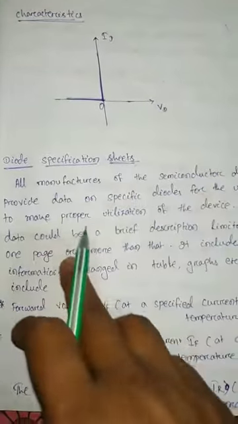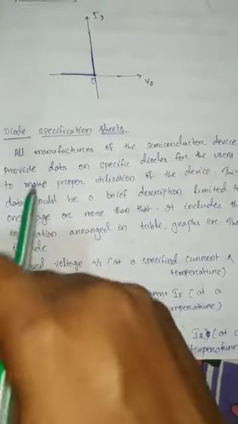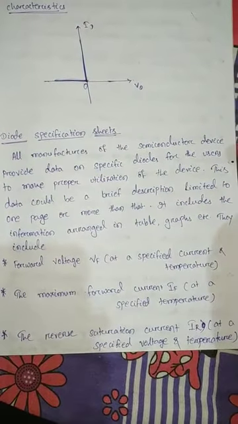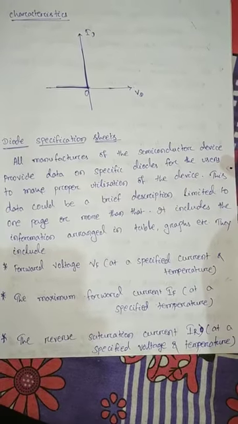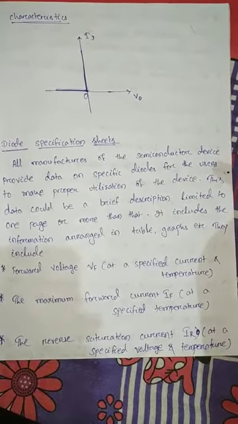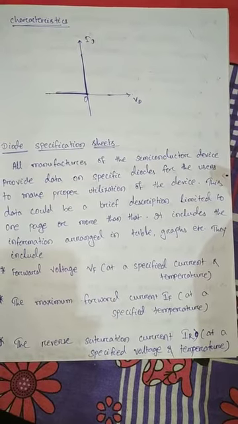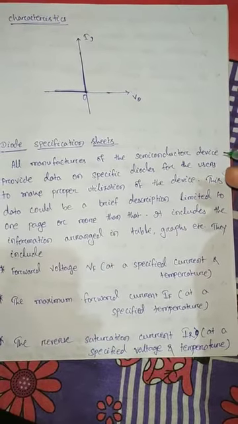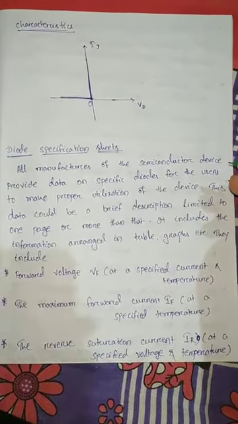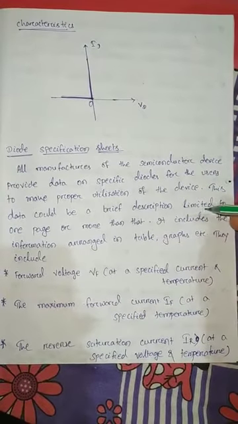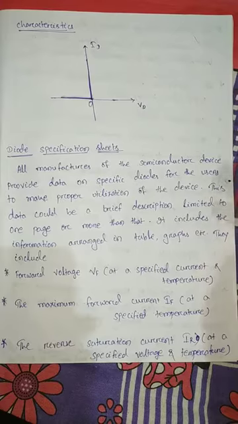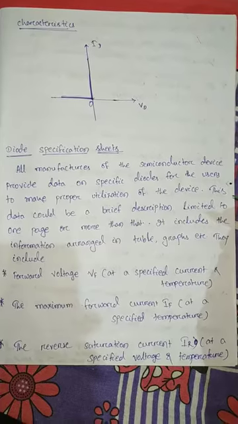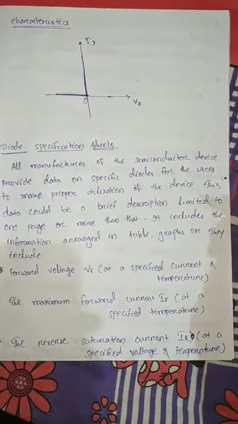Now come to the diode specification sheets. All manufacturers of semiconductor devices provide data on specific diodes for users to make proper utilization of the device. What are diode specification sheets? The manufacturing industry of the semiconductor device provides data that will be helpful for users for safe use of the devices. The data could be a brief description limited to one page or more than one page. This includes information arranged in tables, graphs, etc.